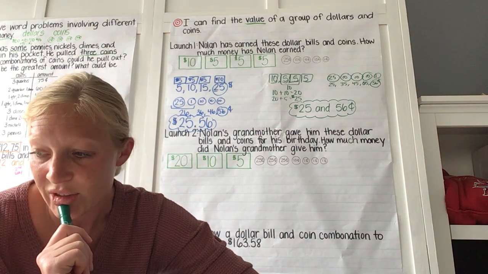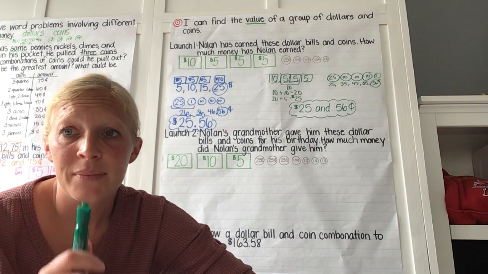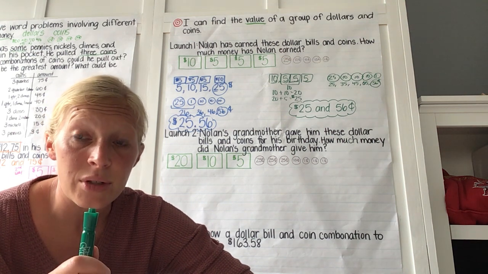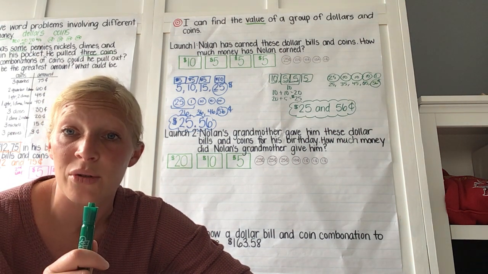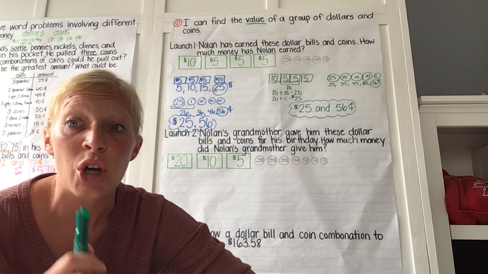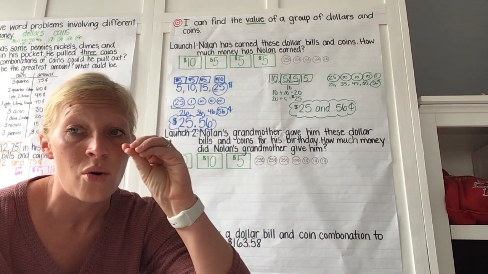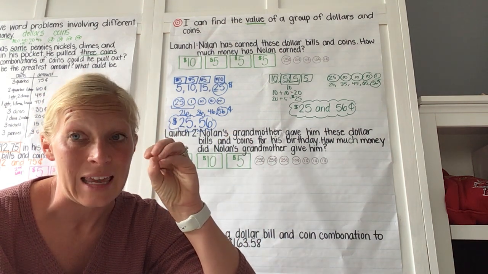I want you to ask yourself, what am I going to add together first? Am I going to skip count? Am I going to put 2 together? How am I going to go about adding these to find the total? And don't forget, we're adding our dollars and our coins separately, okay?